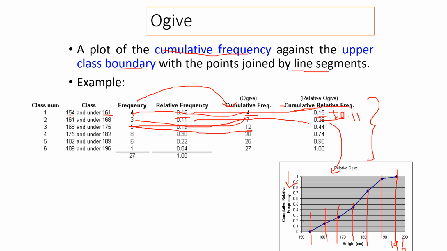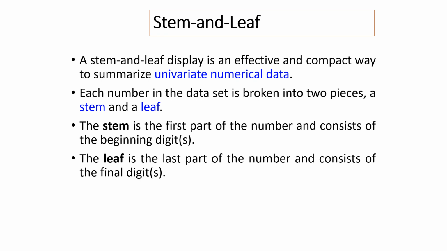Cumulative is increasing. Okay, stem and leaf, another method. Stem and leaf display is an effective and compact way to summarize univariate numerical data. So this is for numerical data only. Each number in the data set is broken into two pieces, stem and leaf. The stem is the first part of the number, consisting of the beginning digits. The leaf is the last part of the number and consists of the final digit.